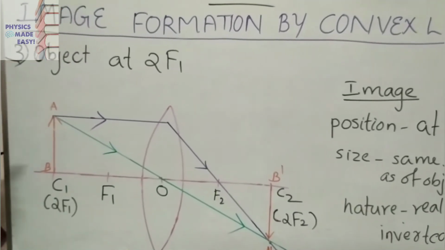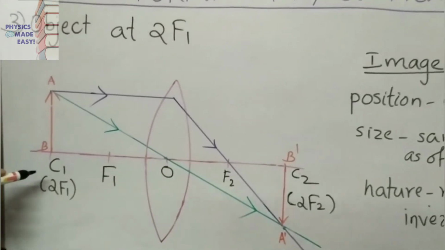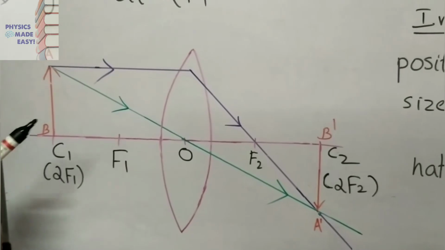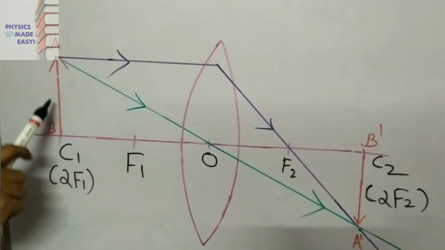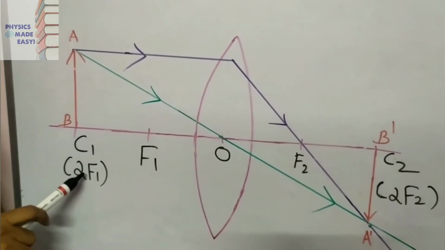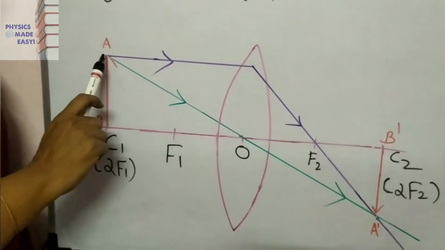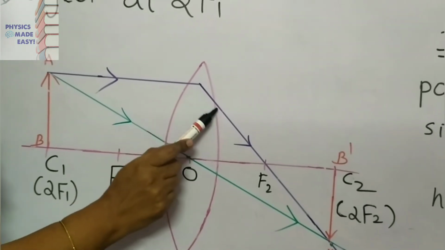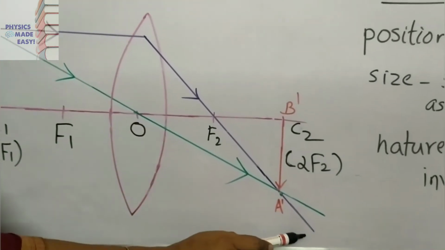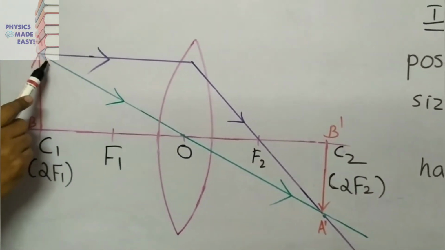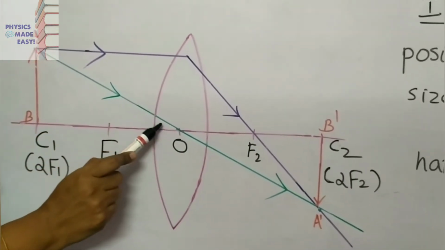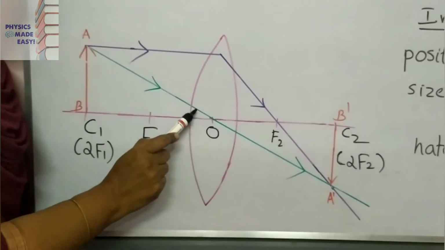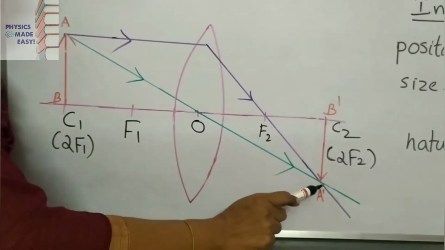Next, if the object is placed at C1, where will you get the image? What about the size of that image? You can see here. Here object is AB, that is placed at 2F1 or C1. You can see a ray which is parallel to the principal axis. After refraction, that is passing through principal focus. Another ray that is passing through the optical center. You know a ray that is passing through optical center means it can pass through that without any deviation.